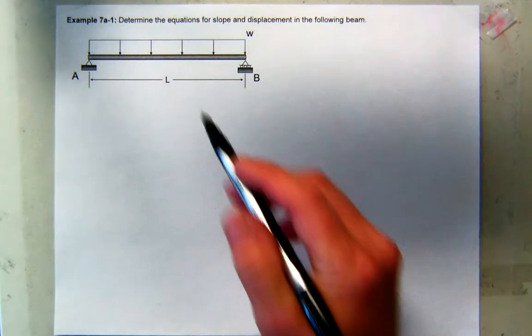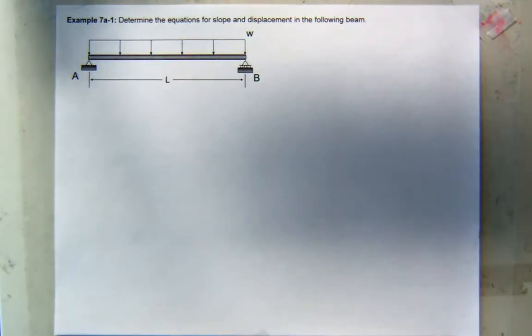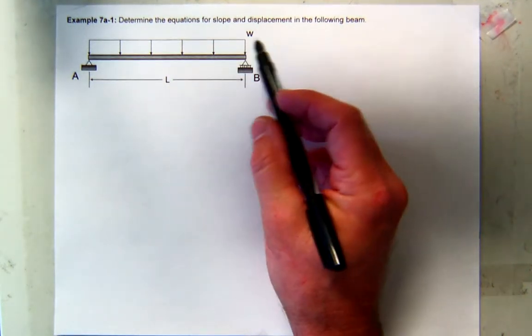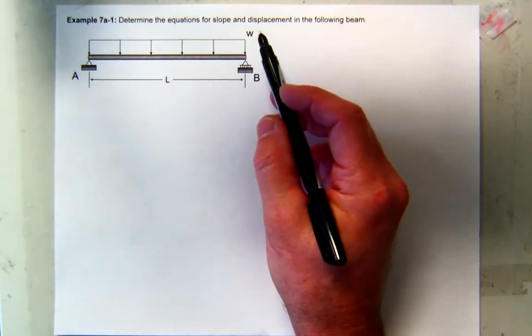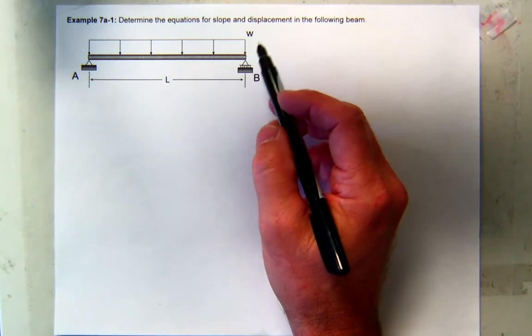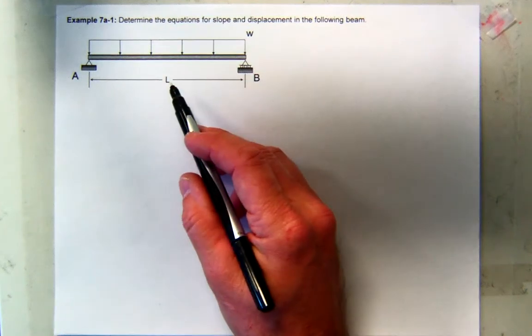All right, so in this problem, we want to write an equation for slope and displacement in this beam. And I like these just because I don't have to worry about numbers. So I'll just say that the intensity of this loading is W, and that'll just be in force per unit length. And the beam is a simple span of L.